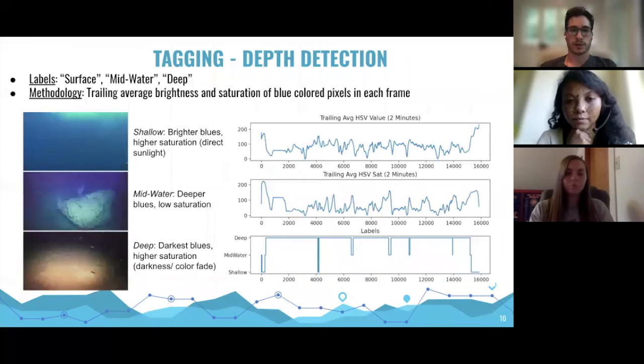Another one of the tags we generated is the depth level of the ROV in the ocean. For this particular tag, we implemented a pixel-based algorithm leveraging OpenCV, which looks at the trailing average brightness and saturation level of all the blue-colored pixels in each frame, and then categorizes the frame based on thresholded values. This approach follows some empirical evidence and an intuitive understanding of shades of blue at different depth levels in the ocean. For example, we typically see brighter blues and higher saturation in shallow levels due to more direct sunlight, while we see deeper blues and lower saturation in the midwater.